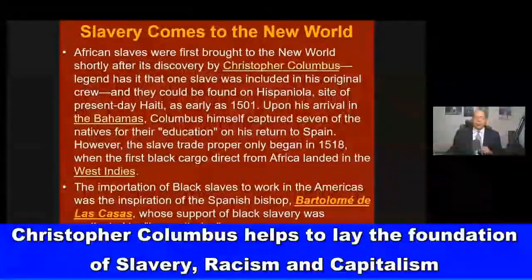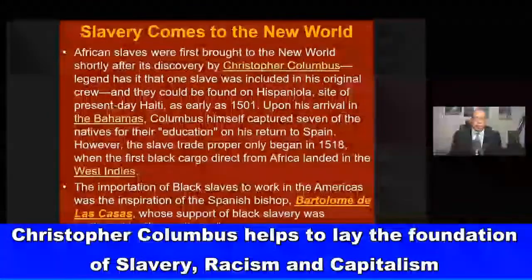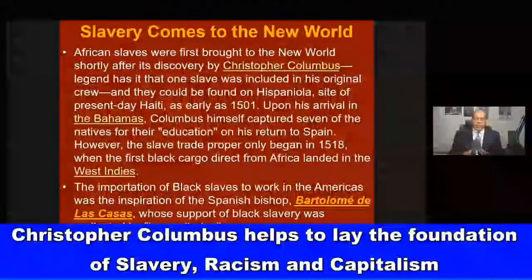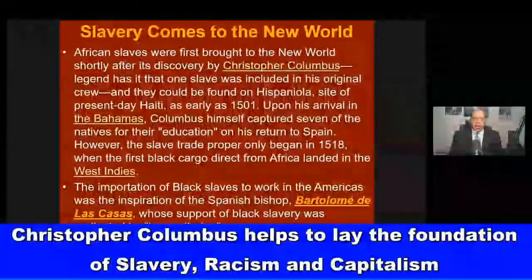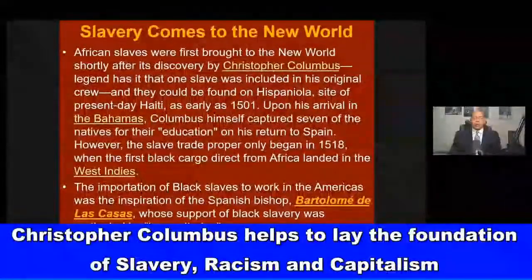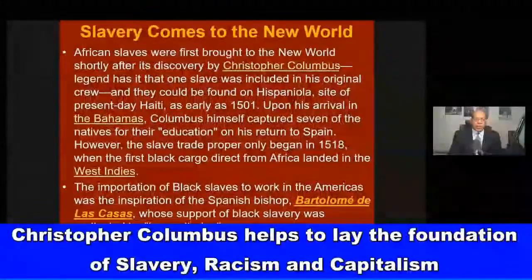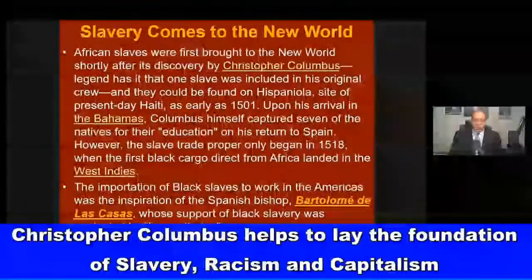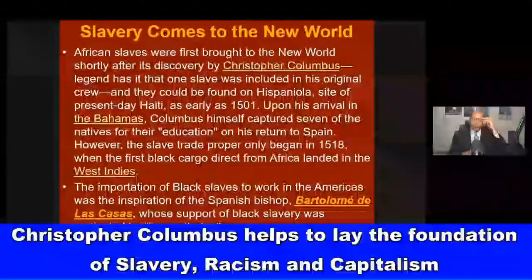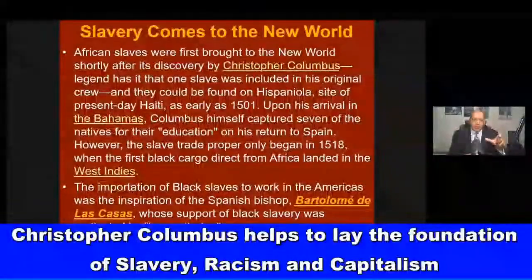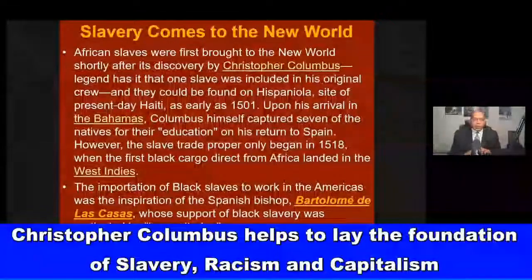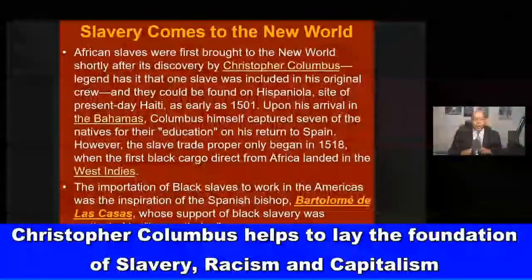Legend has it that one slave was included in his original crew and that they could be found on Hispaniola, the island of Hispaniola, a site of present-day Haiti, as early as 1501. Upon his arrival in the Bahamas, Columbus himself captured 7 of the natives for their "education," that's what he said, on his return to Spain. However, the slave trade proper only began in 1518 when the first African cargo direct from Africa landed in the West Indies. This is after the Asiento de Negros.